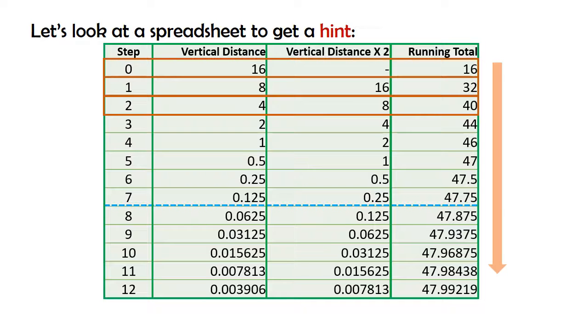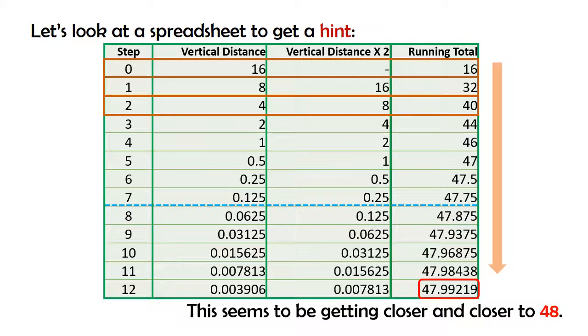But we could keep going like this, and the nice thing about Excel is that you can extend the computations as far as you want to go. And so I did this down to 12 bounces, and you'll see that the value that I got was 47.99219. Well, if we look at the trend of these numbers, it looks like it's trending towards a particular value. It seems to be getting closer and closer to 48. Isn't that interesting?